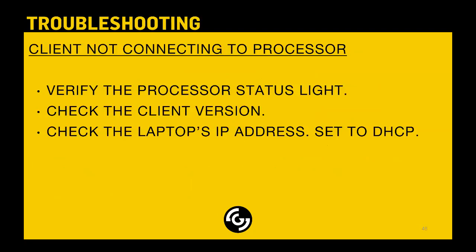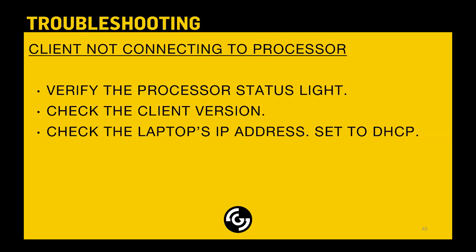If your client is not connecting to the processor, a couple of things to check there. One, verify that the processor status light is a solid green. Once that's a solid green, you should be able to connect via your laptop. Then you want to check the client version. Again, as I mentioned, depending on the version of the processor, the client may automatically alert you that you need to update your client and allow you to do that directly from the processor. Otherwise, you want to make sure that you've downloaded the latest client update and have installed that on your laptop.